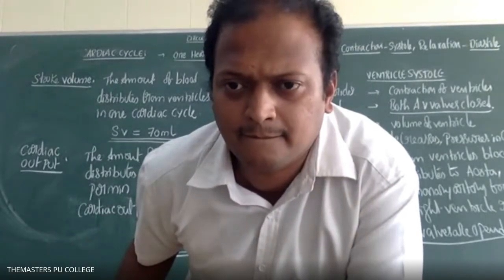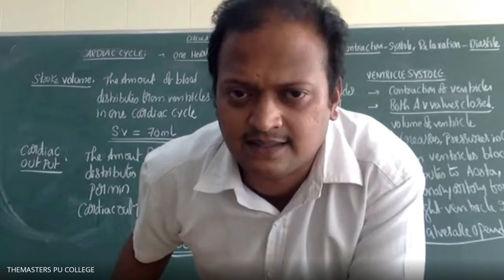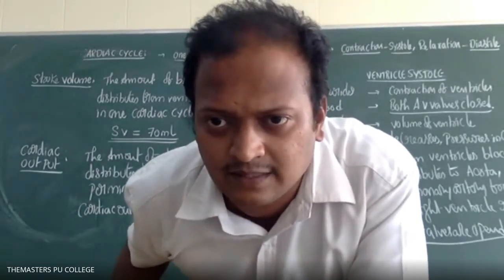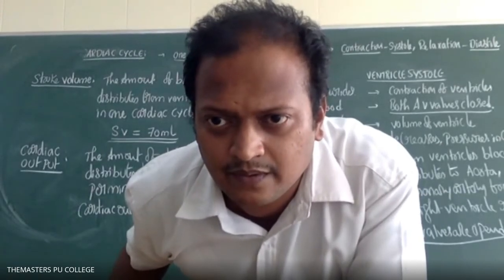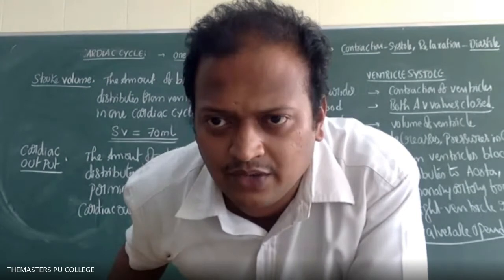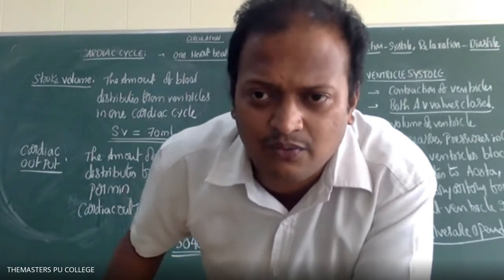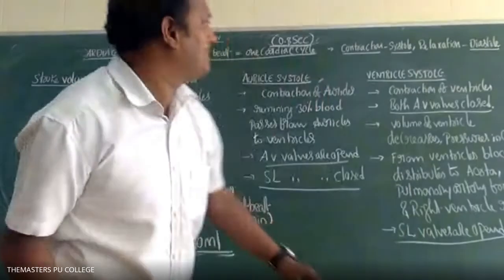Sir, how much volume of blood is present in our body, sir? 6 liters. Somebody asked why only 70%, and what about the remaining 30% of blood? Tanisha, is it clear now? So once again, you explain that, sir. Which one? That 70%.